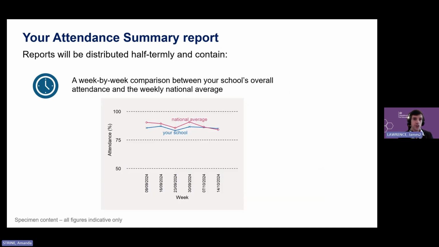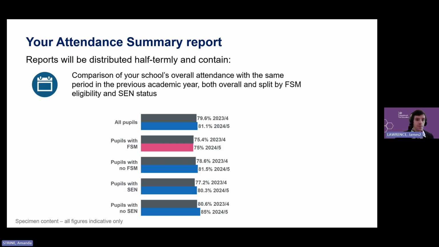After that, there's a chart showing your school's overall attendance week by week and comparing that with the national average. You could use this chart, for instance, to see whether your attendance, maybe in the last week of the half term, went down more or less than the national average, and make individual week comparisons. Okay, next slide, please.